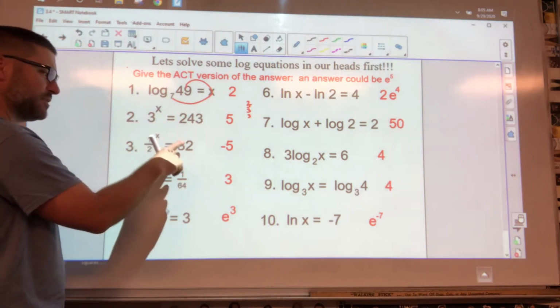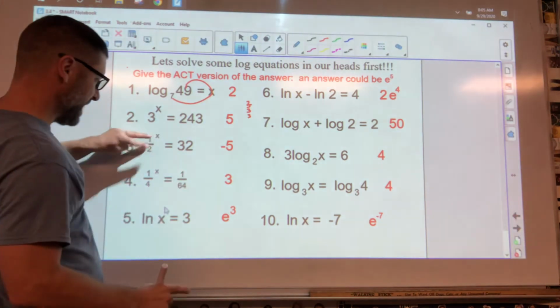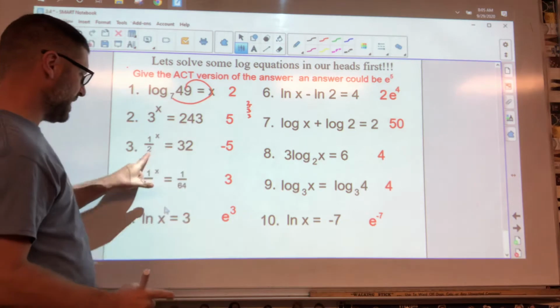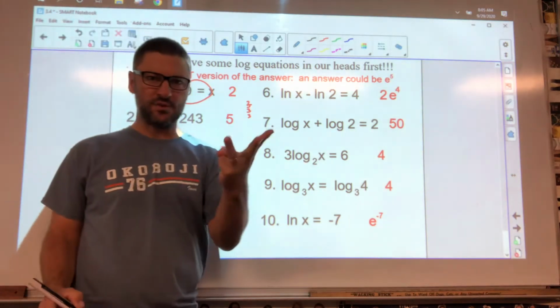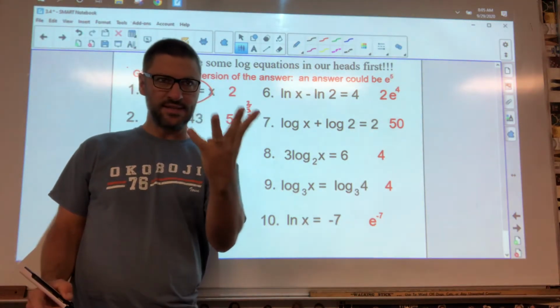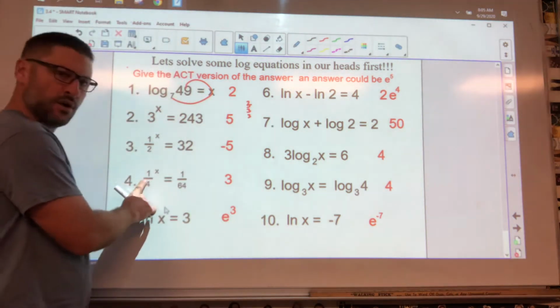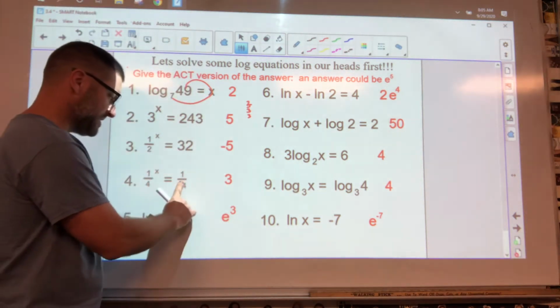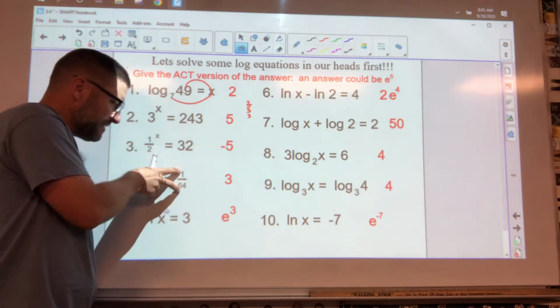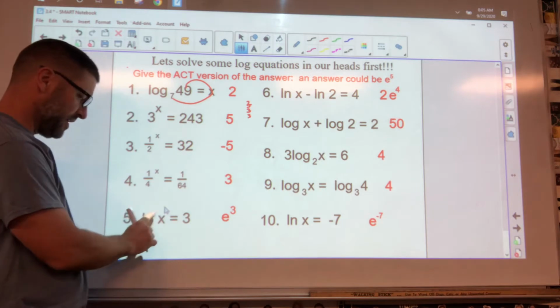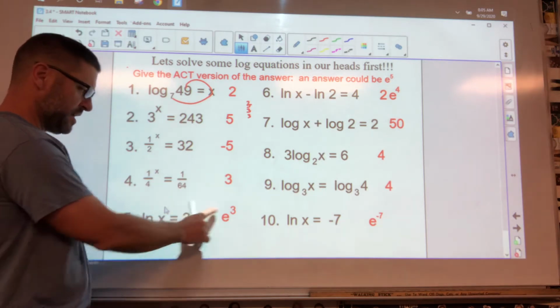1/2 to some power is 32. I notice it has to flip. So that's the negative exponent, and 2 times 2 is 4, times 2 is 8, times 2 is 16, times 2 is 32, so it's negative 5. 1/4 to what power is 64? It didn't flip, so I didn't make the negative. Cubed. ln of x equals 3.